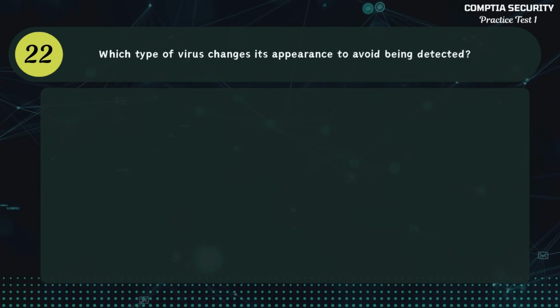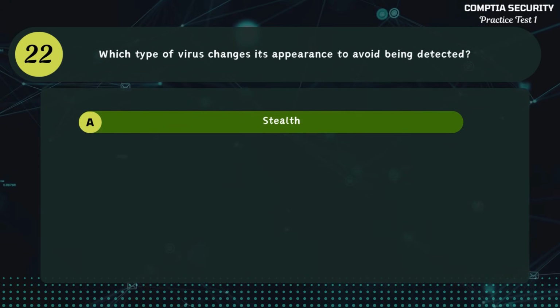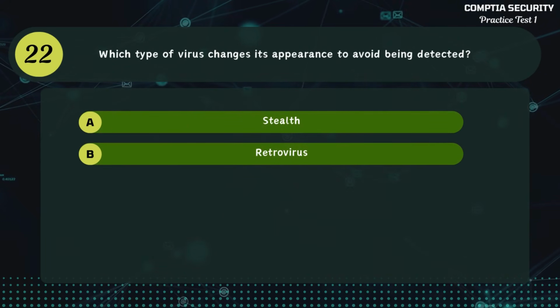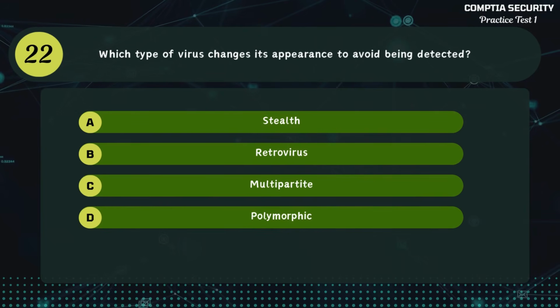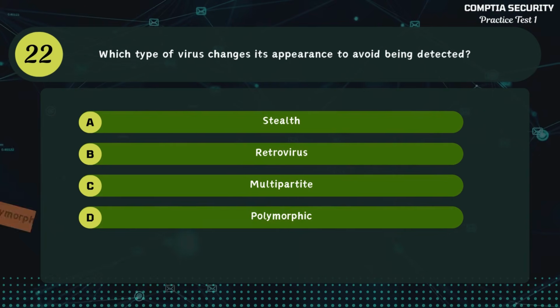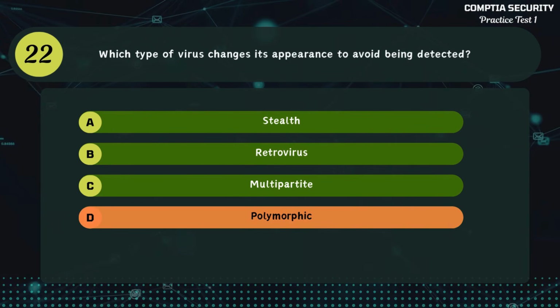Question 22. Which type of virus changes its appearance to avoid being detected? A. Stealth. B. Retrovirus. C. Multipartite. D. Polymorphic. Correct answer D. Polymorphic.